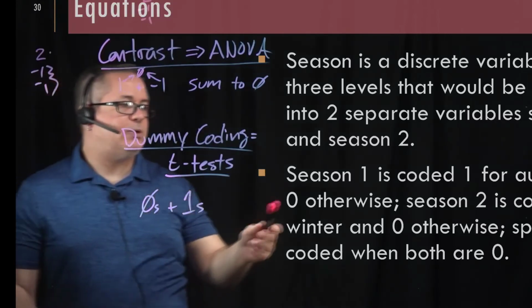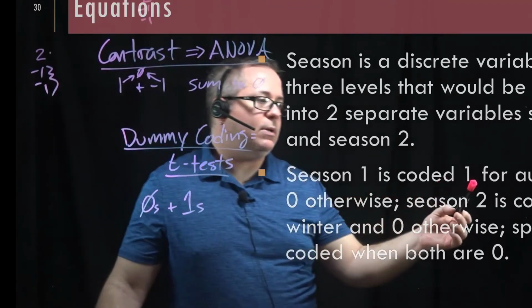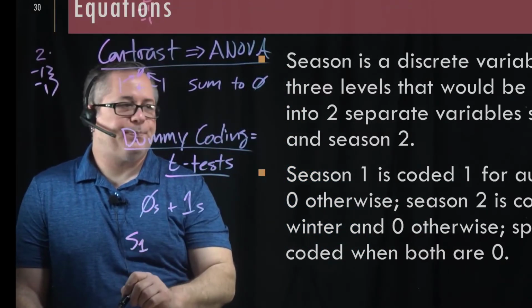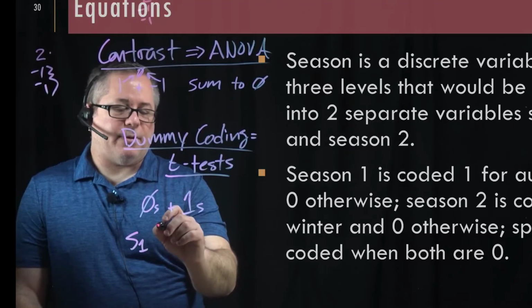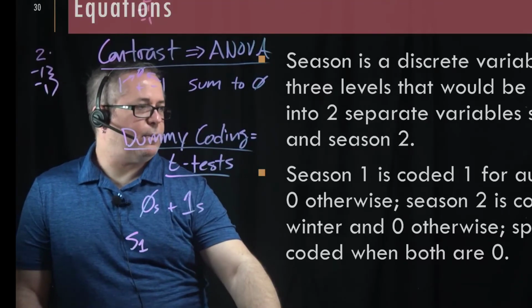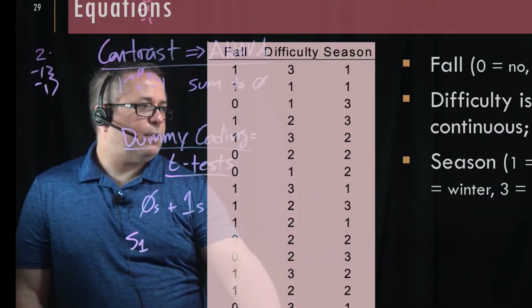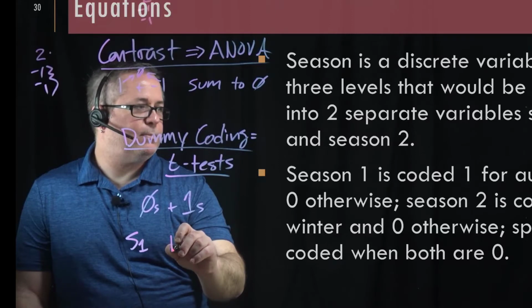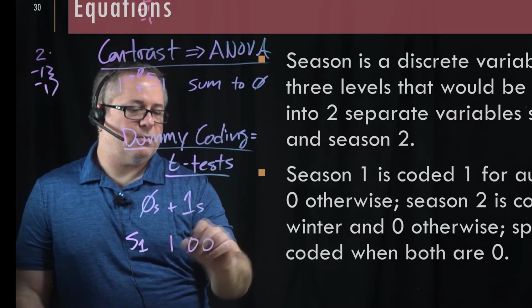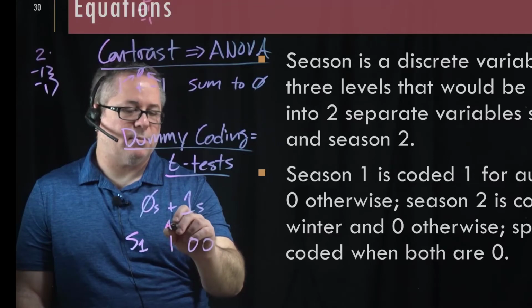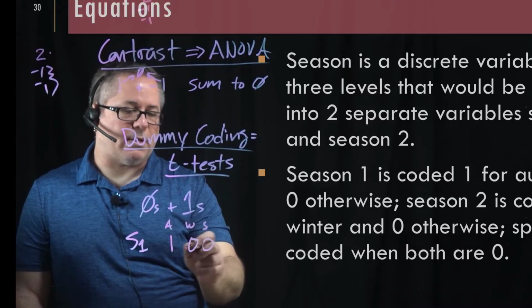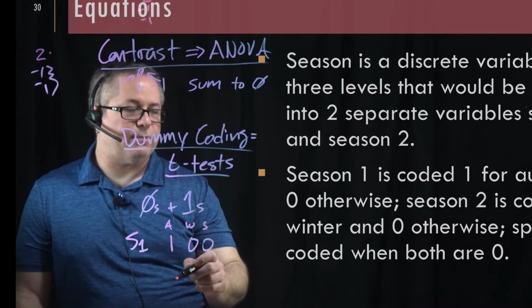So what we're going to do is create two predictors. One's going to be called season 1, and that's going to be coded 1. So remember, we have 3 groups: autumn, winter, spring. So this is going to be 1 for autumn and 0, 0. So right now it looks like, okay, I'm comparing autumn to those two combined. Sort of.